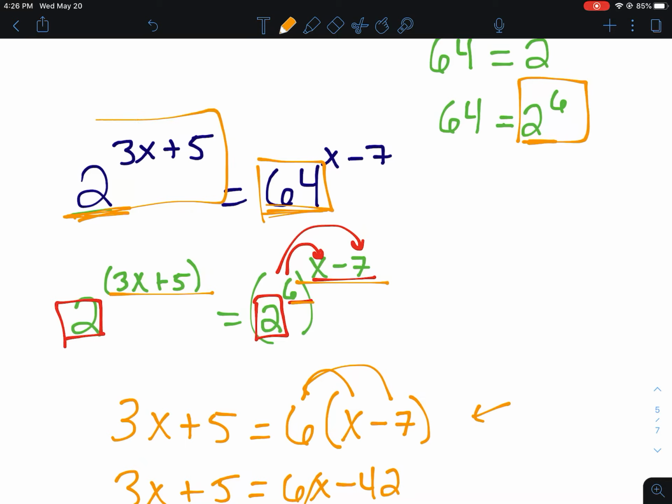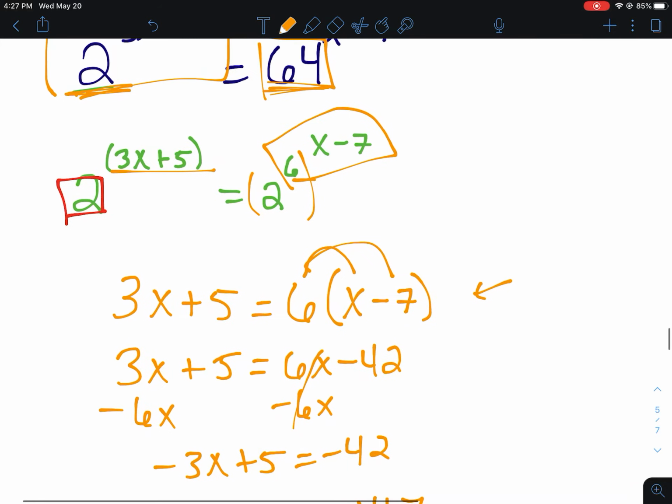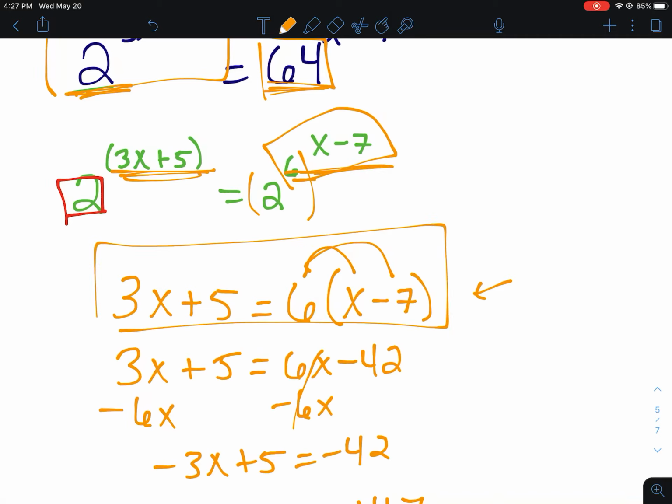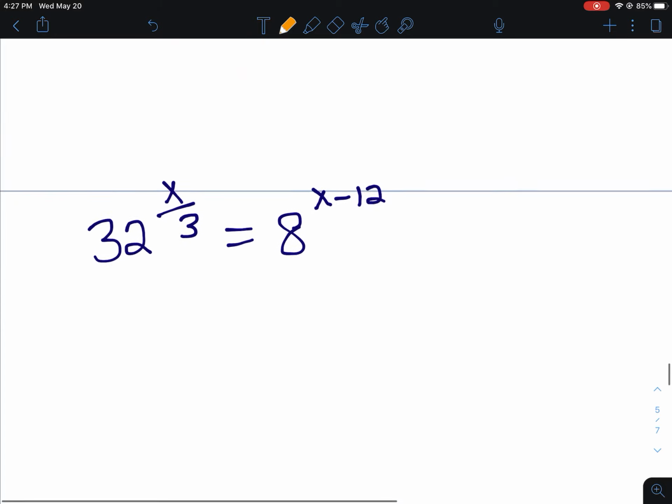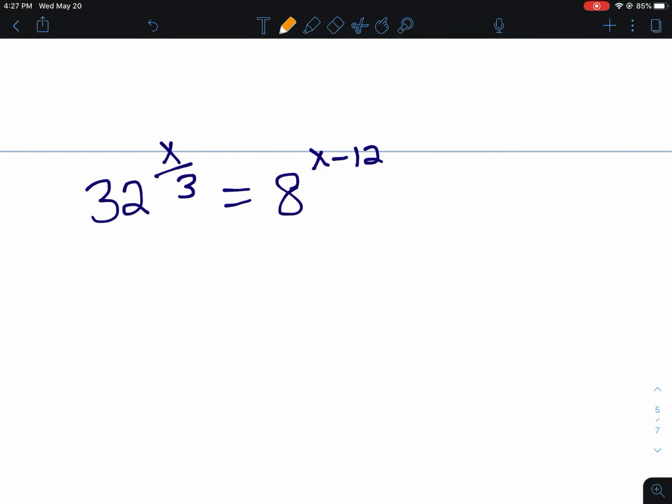So now I get the left side unchanged, and the right side becoming 2 to the 6th to the x minus 7, right? And then power to a power tells us to multiply. So then I'm just setting those exponents equal to each other, which is what we have here. All right. So they can get a little tricky, but you're really just thinking about rewriting them with the same base and then setting exponents equal to each other.